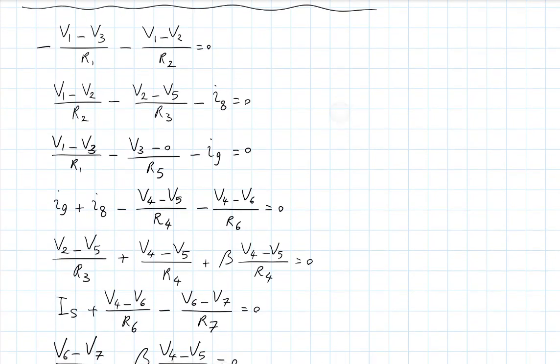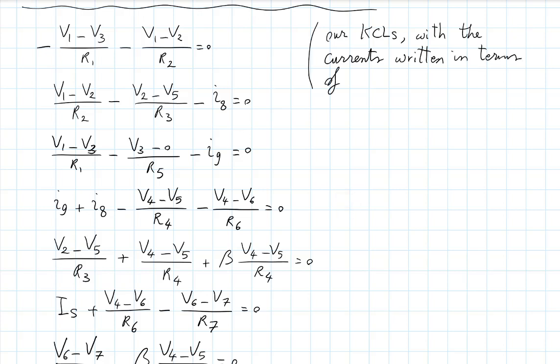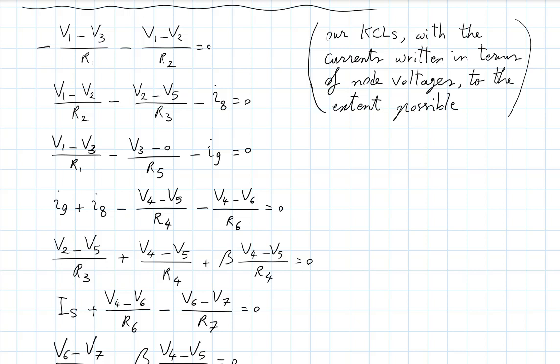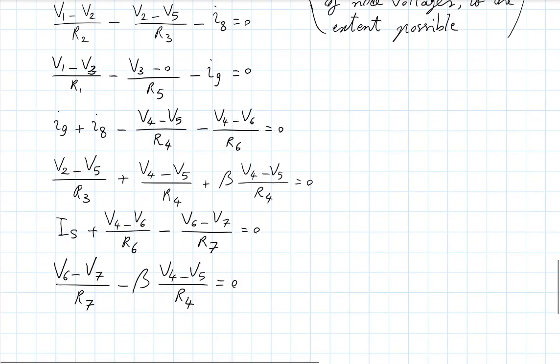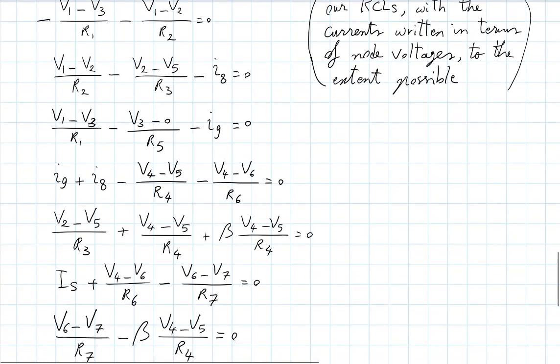So this is basically our KCLs with the currents written in terms of node voltages to the extent possible. And the reason I say that is because recall that the currents I8 and I9 stayed as they were. We couldn't do anything about them. So here we are looking at 7 equations. By the way, please verify these equations to make sure I haven't made a mistake, as I'm doing them here in real time.